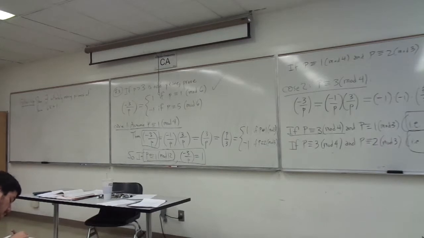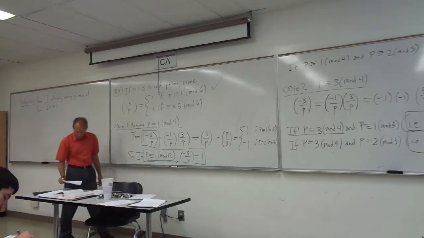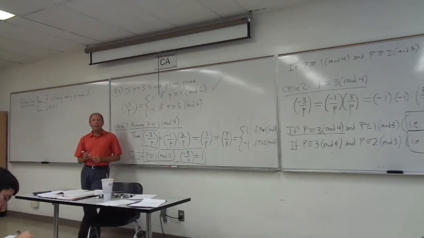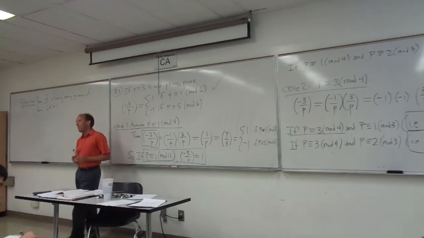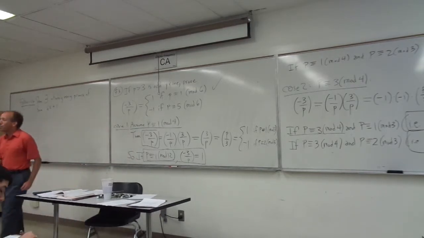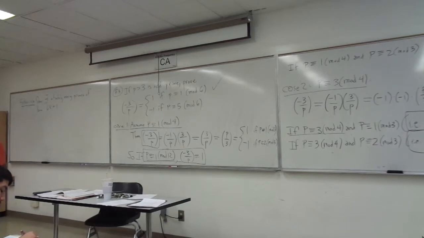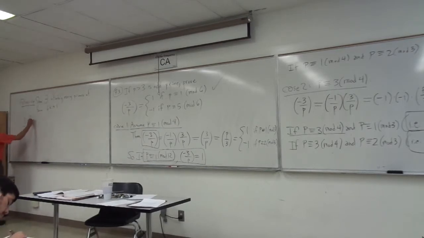6k plus 1. Infinitely many primes of that form. So for every single problem that you've ever seen me do about proving that there's infinitely many primes of a certain form, what was the proof strategy? By way of contradiction. Suppose there's only finitely many. Exactly. So the proof here is by way of contradiction.